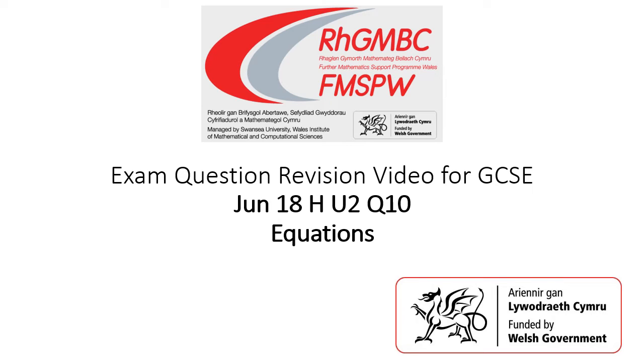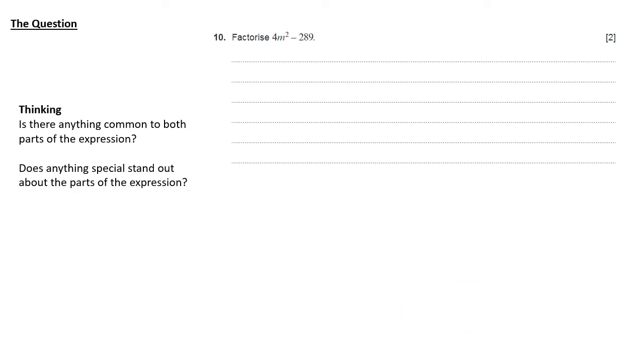Exam question revision video for GCSE June 2018, the higher paper, Unit 2, question 10. Okay, here's the question. We are asked to factorise this expression, and we can see the highest power of any of the algebraic terms in there is a squared, so we've got some kind of quadratic expression, and we're asked to factorise it.